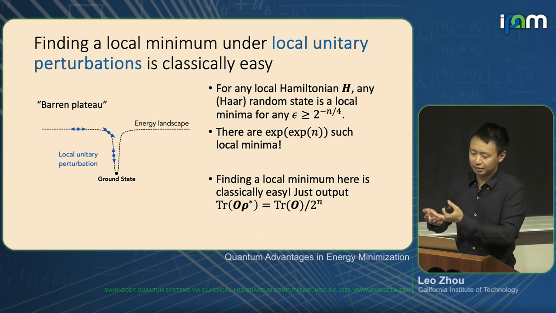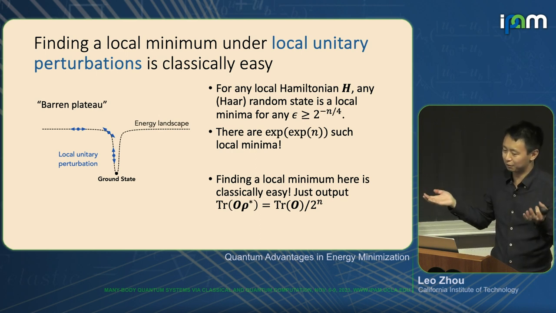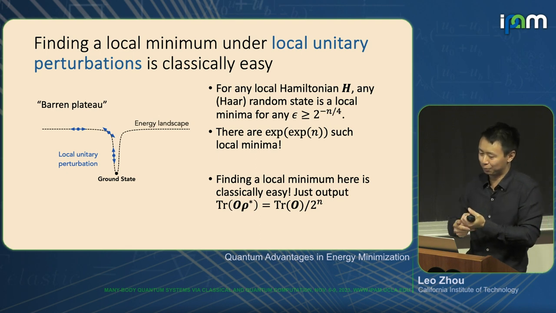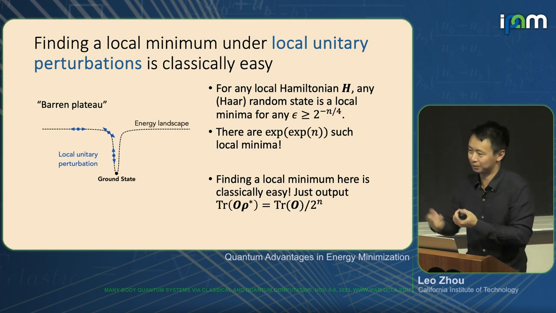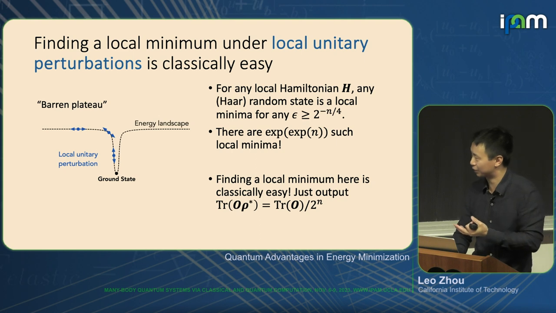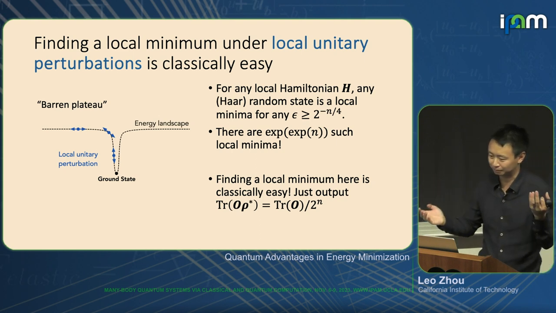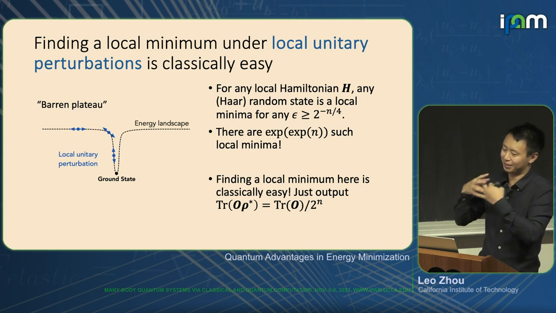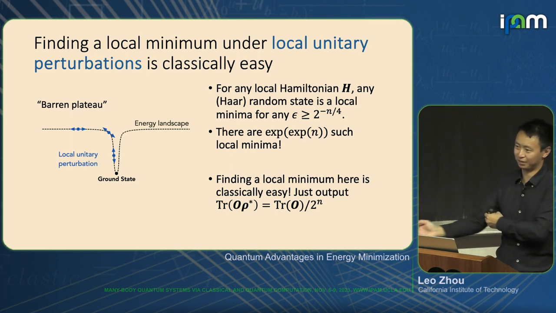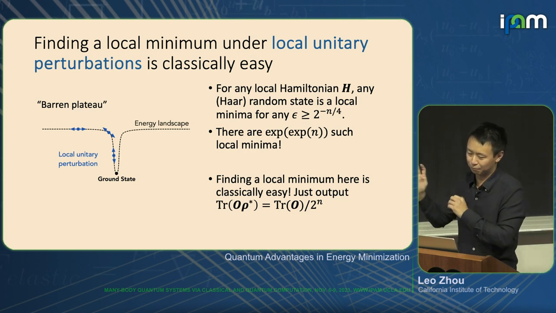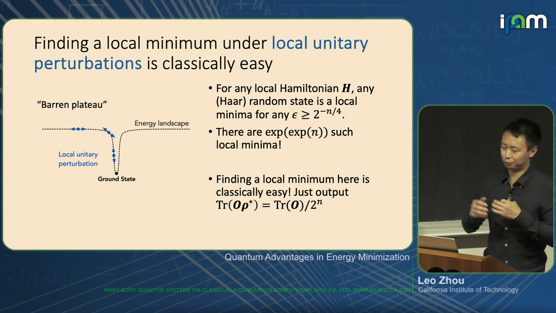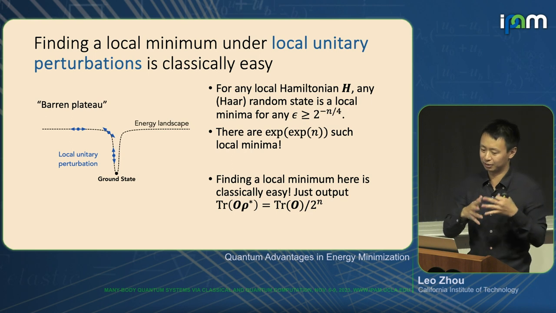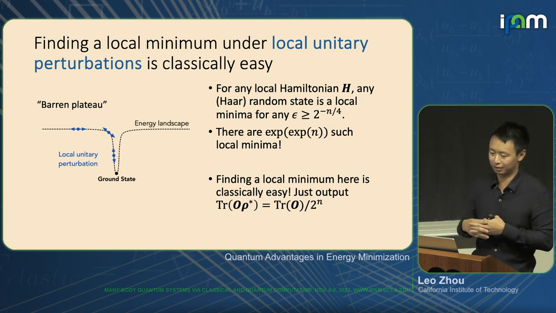In this case, because there are so many local minima, finding a local minimum is classically easy. You can just output what you would get from a hard random state, which is just the trace of the observable. So here we made the local minimum problem so easy that it's even classically solvable in a quantum system. This is not really the right notion of local minimum, and it's the same phenomenon that underlies the barren plateau problems in VQE.